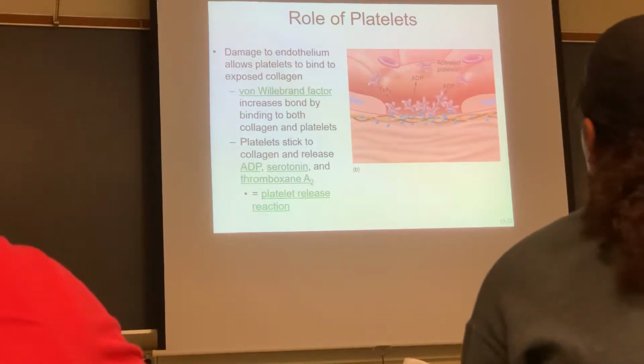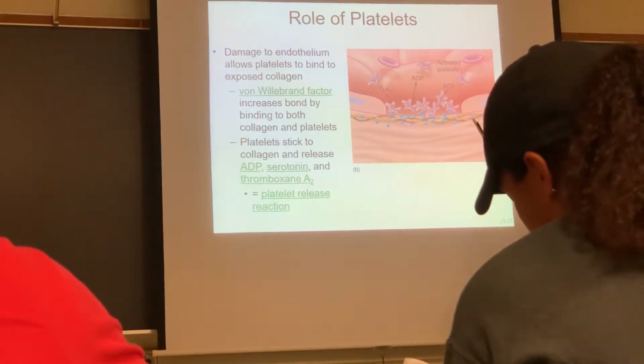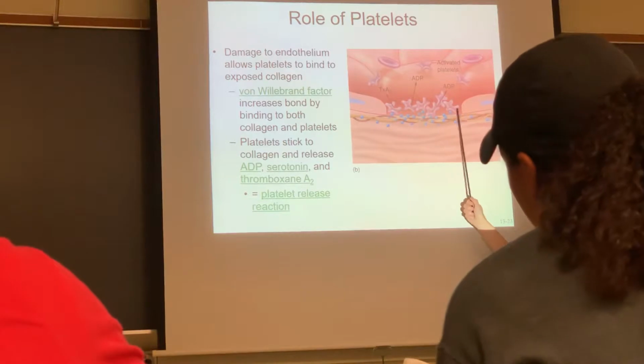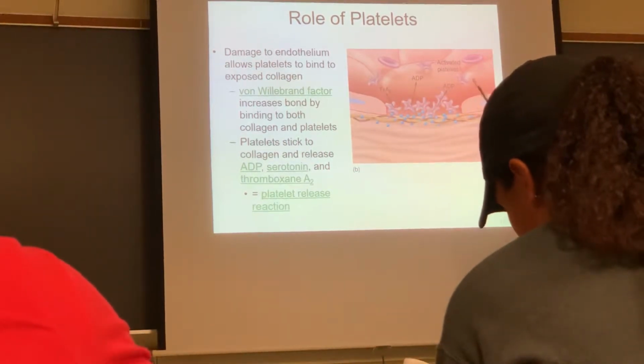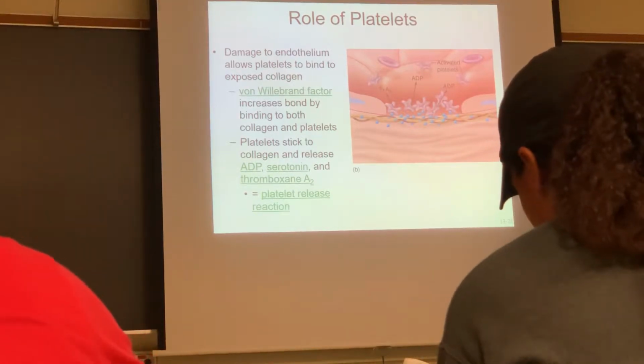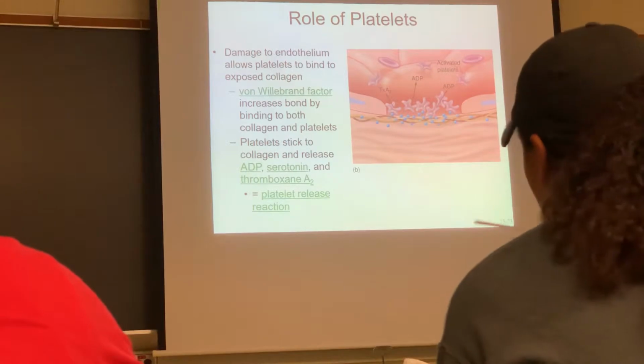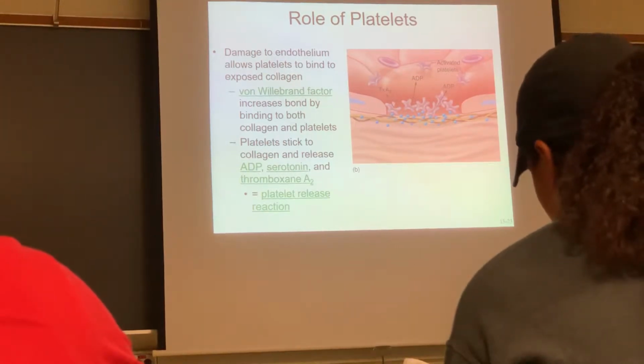Okay, so now what happens if we damage the endothelium? That's what we're seeing here. Now we've cut ourselves, and the blood wants to leak out, and we don't want that to happen. We need to put a stopper in the dam that has a leak in it. We have to stop it.